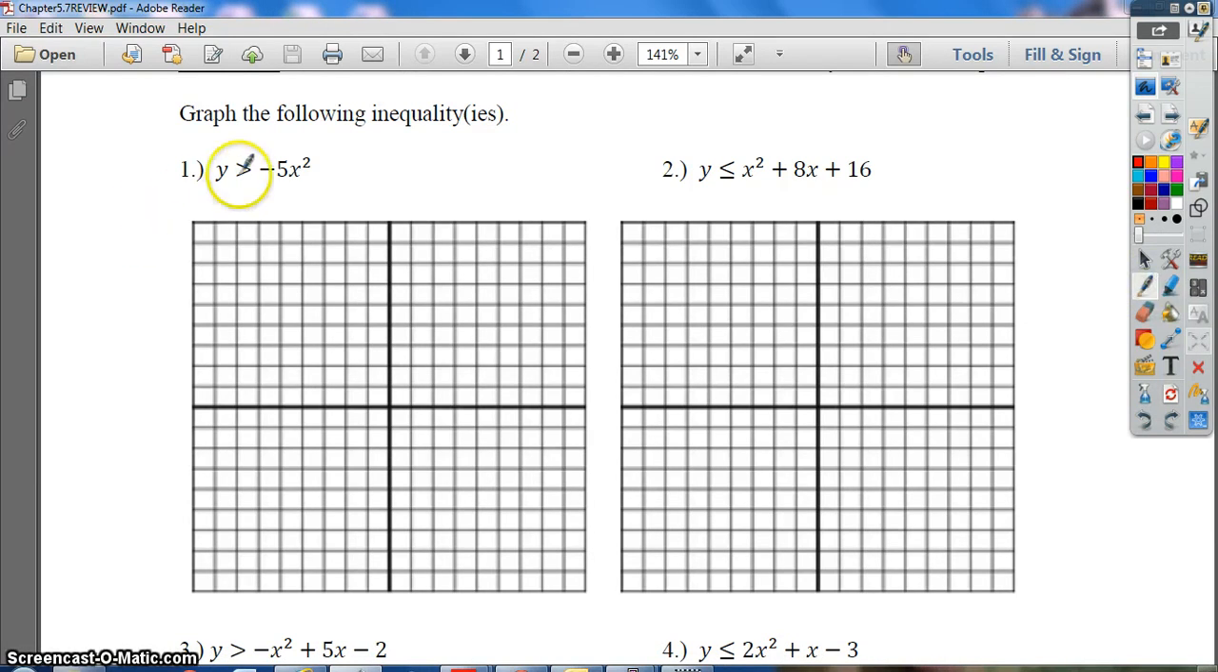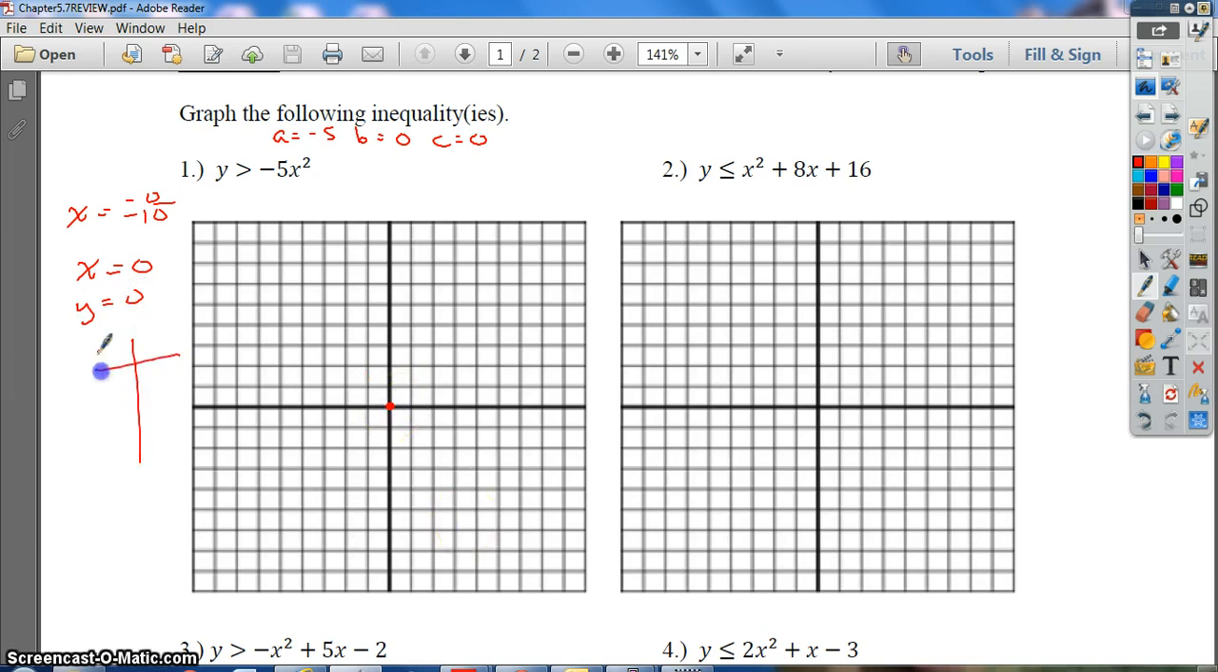I'm going to start with A is -5, B is 0, C is 0. So my vertex would be negative B, which is -0 over basically -10, 2 times A. So x is 0. If I put 0 in here, y is 0. So my vertex is at 0, 0.